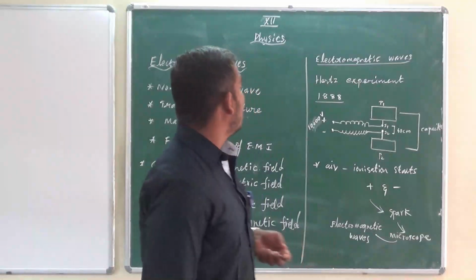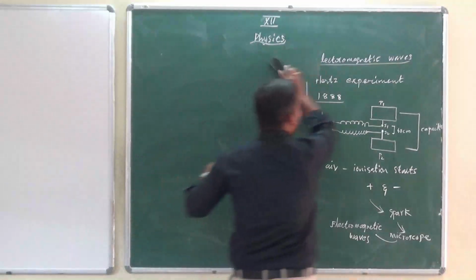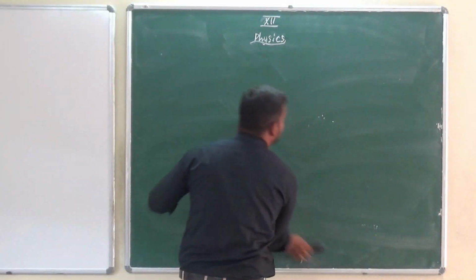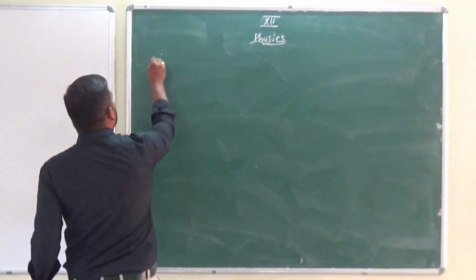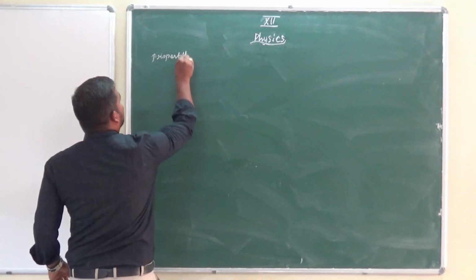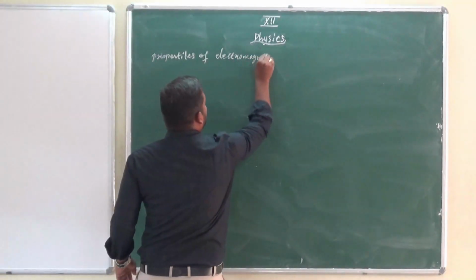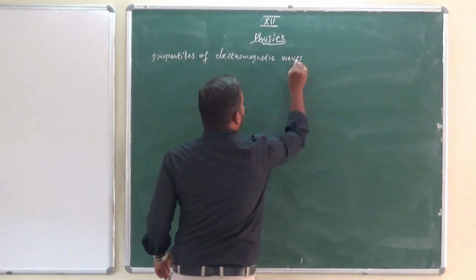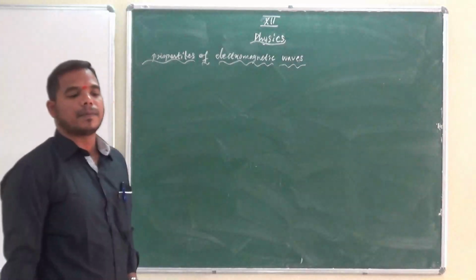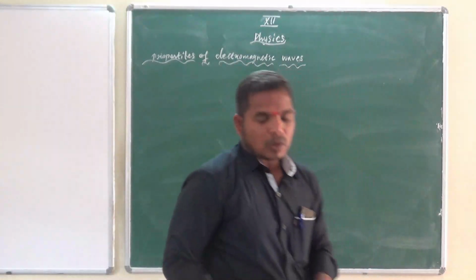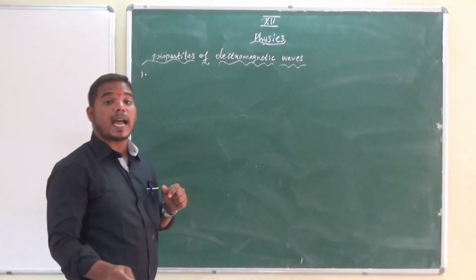Next, we are going to the properties of electromagnetic waves. This is a very important question, often and repeatedly asked as 5 mark, 1 mark and 2 mark level questions. So, properties of electromagnetic waves. First point: electromagnetic waves are produced by accelerated electric charge.